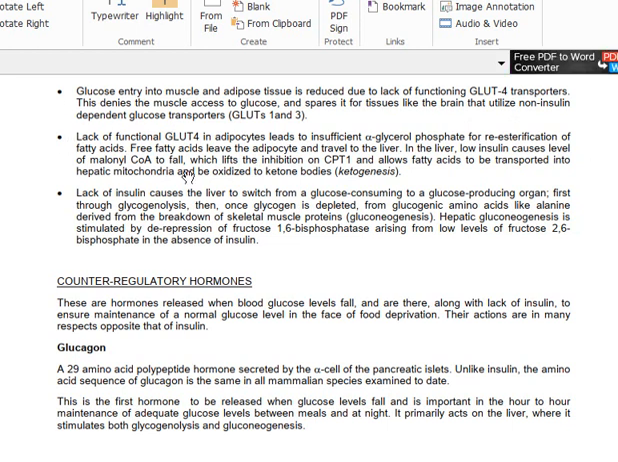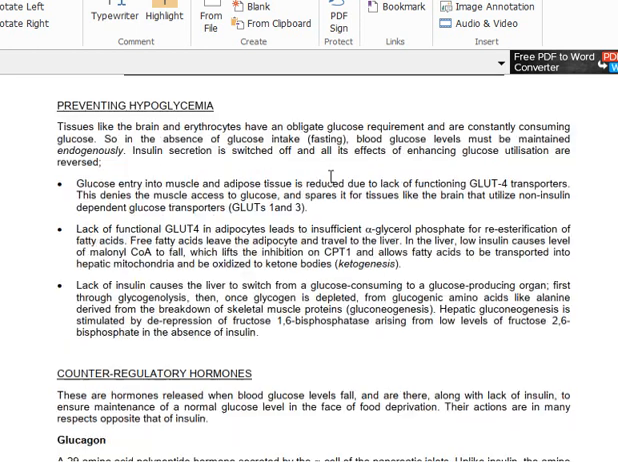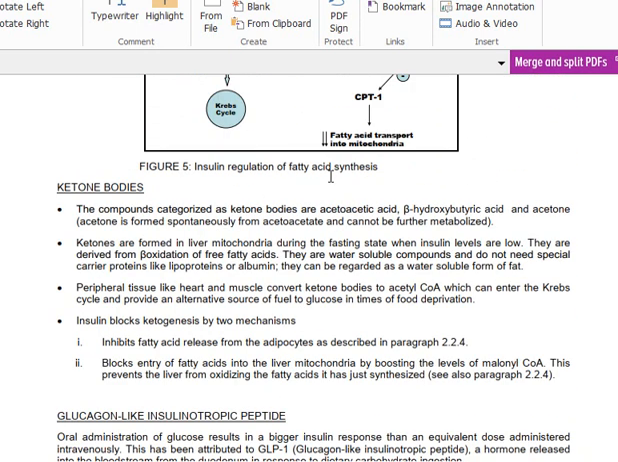So at the level of the liver, malonyl CoA is going to fall, which is going to leave the inhibition of the CPT1 and allow the fatty acid to be transported into the hepatic mitochondria and then oxidize to produce ketone bodies. Is it clear? You just remember this, our diagram that we've just seen above here.